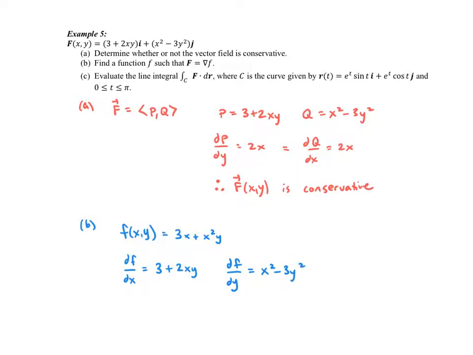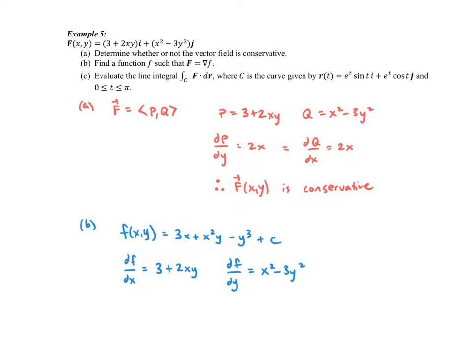So if we tack on a minus y cubed, now we have not changed the derivative with respect to x. So that's still okay, but now we have accounted for the derivative with respect to y. So again, if we take the derivative with respect to y, we get x squared, and then we get negative 3y squared. Don't forget, we may have to add a number to that, but when we use the fundamental theorem, that doesn't matter.